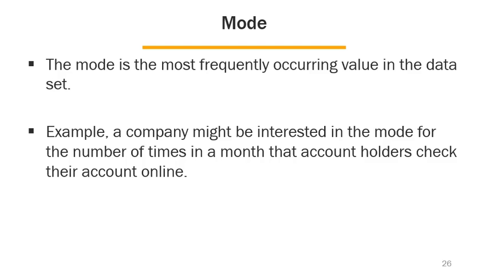The mode is the most frequently occurring value in the data set. So example, a company might be interested in the mode for the number of times in a month that account holders check their online account. So what's the most frequent value there?